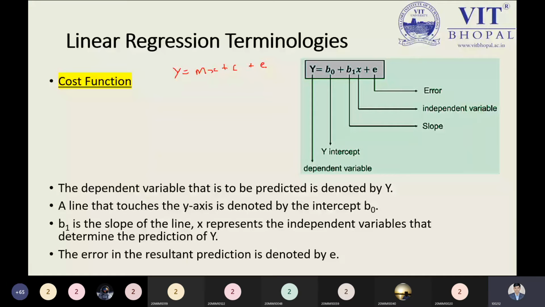automatically 0. So this would be our cost function, which defines y equal to mx plus c plus E. This is the cost function we have to keep in mind, because everything we are managing, we are managing with the help of the straight line equation. So that would be our cost function, y equal to mx plus c plus E. Okay, so this is clear to all now, the linear regression terminology.